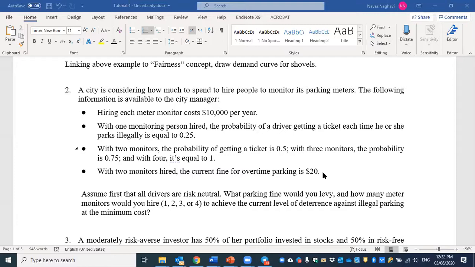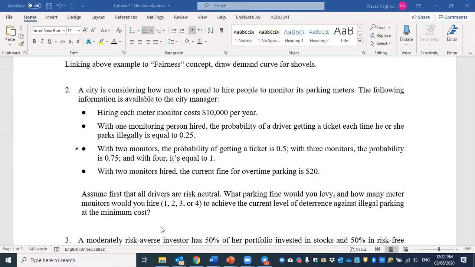So since the fine is 20 and there are two monitors, this is the current situation. Now, definitely we know that. The question is asking whether they have to remain with these two monitors, or decrease the monitors to one, or increase it to four. Definitely that's the question, because it wants to compare with the current situation.